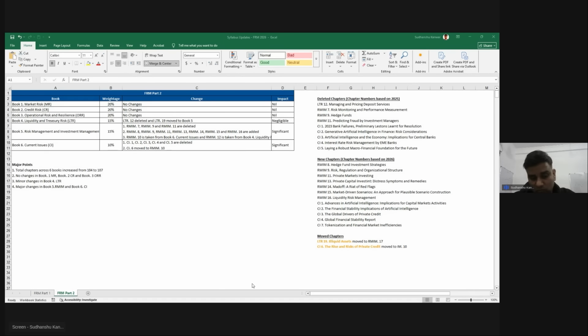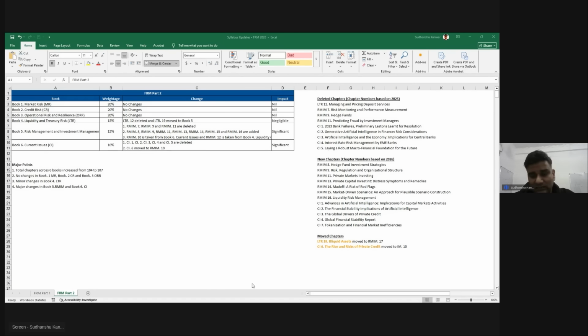For FRM Part 2 students, my advice is that there is a lot of reshuffling which has happened. There are some topics which are repeating again, such as private credit, AI, hedge fund strategies, I could see, and macro and market inefficiencies. Those are a few topics which I find quite relatable and very important. And see the changes which have happened in the risk management and investment management book, right?